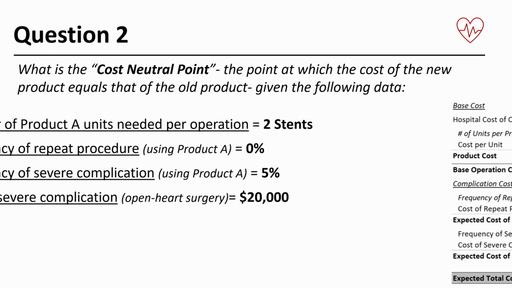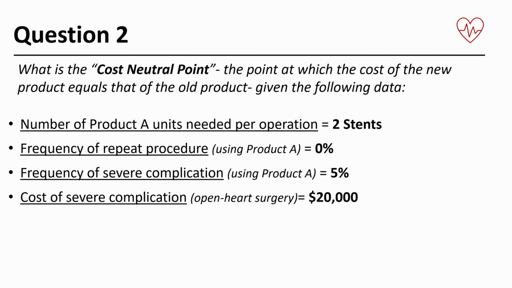So if we ask for that information, we will find out that the number of product A units needed per operation are 2 stents, same as the base product. The frequency of repeat procedure using product A is 0%. The frequency of severe complication is 5%. And then the cost of severe complication is $20,000 for both cases.